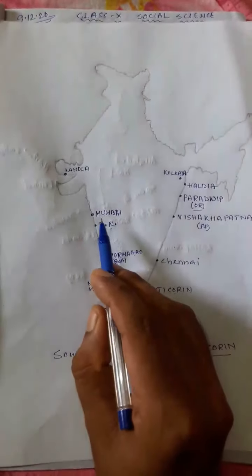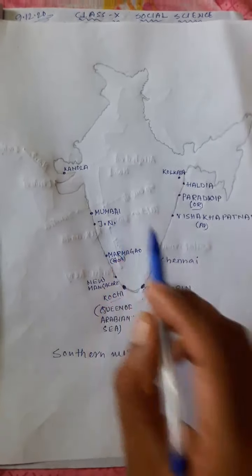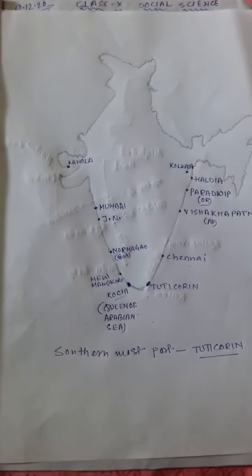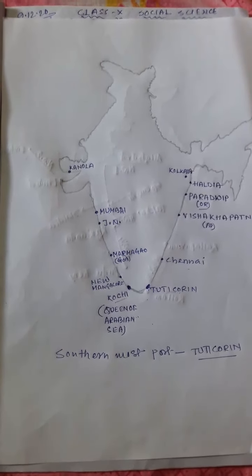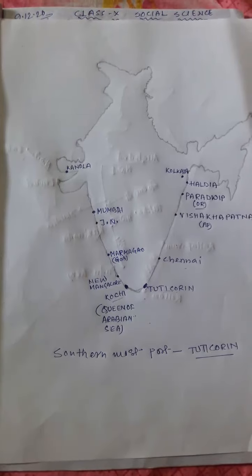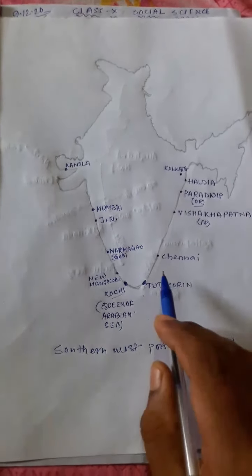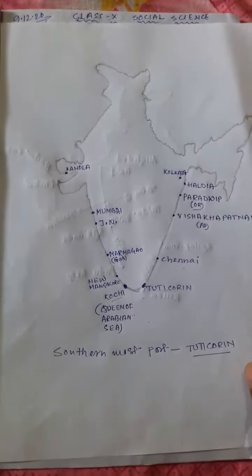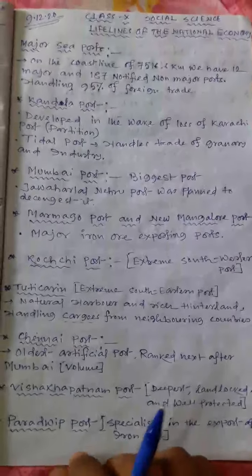So we know that Mumbai is the largest, the biggest port in our country, and Chennai is the second in our list, and it is the oldest artificial port in our country. And as far as volume is concerned, it is number 2 after Mumbai. So this is the next one.